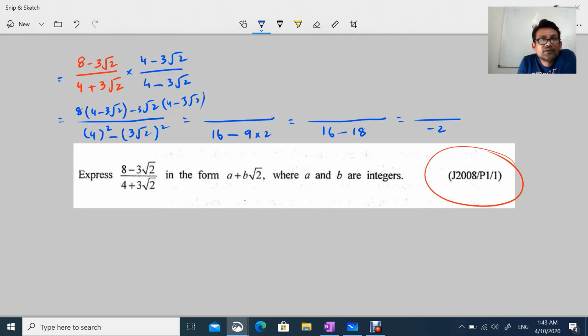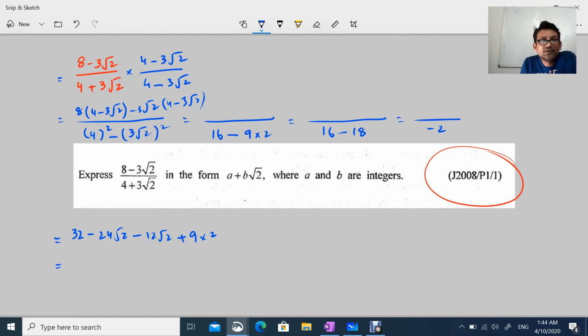Okay, 8, I am just solving here. 8 times 4, 32 minus 24 under root 2, then multiply 4 with 3 is 12 under root 2, and minus is plus. 3 times 3 is 9, and radical multiplied with the same radical, so we just write 2 here. Okay, I just want to simplify the numerator.